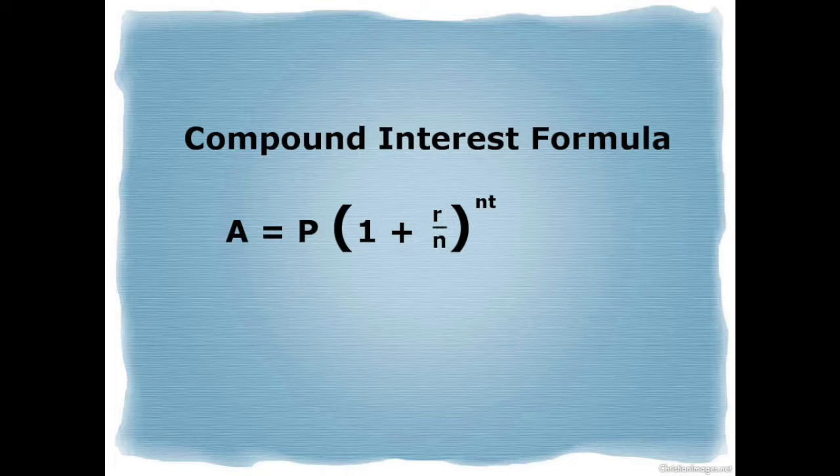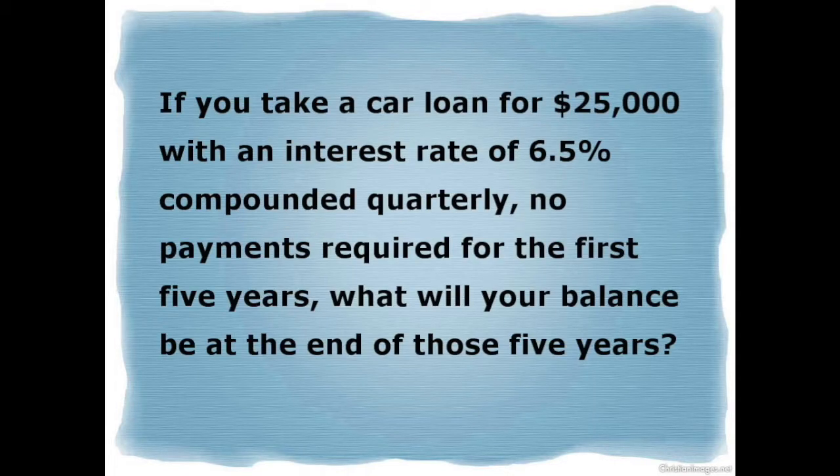So let's look at our first problem. If you take a car loan for $25,000 with an interest rate of 6.5%, compounded quarterly. Now what does quarterly mean? Quarterly means 4 times a year. Now real quickly, in a lot of these problems, they're not going to tell you how many times a year you are going to be compounding. You're going to need to decipher that with words like quarterly. No payments are required for the first 5 years.